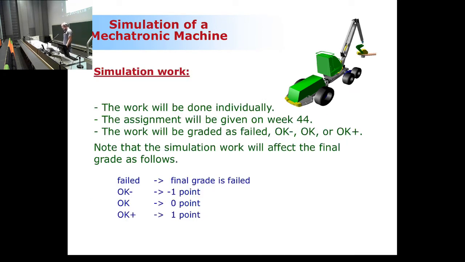Now simulation works. So this is something that there will be student specific input values, and the assignment will be given to you in week 44, and it will be created as OK minus, OK, and OK plus, and how this will be interpreted. So OK minus means that we're going to take 1 point off from your written exam. OK means that no effect whatsoever, and OK plus we can add 1 point to your written exam. Okay, so that's how it goes.